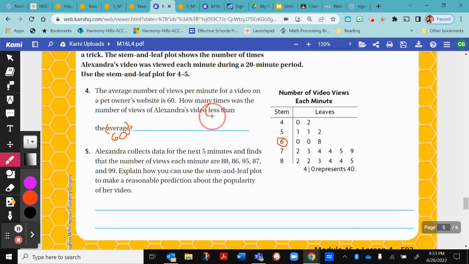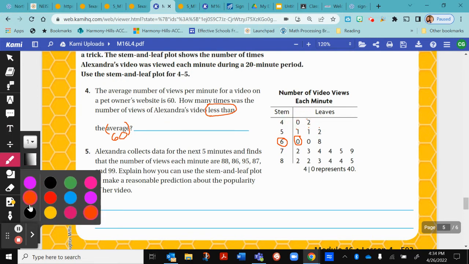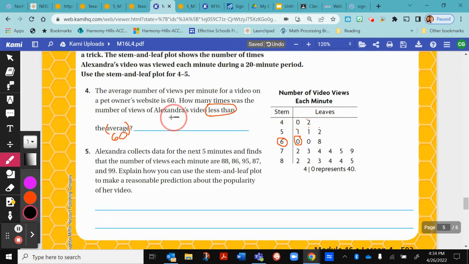And the keyword is less than, so it's going to be smaller than 60. Then I'm going to circle 60 here, and it's got to be less than. So it's going to be 1, 2, 3, 4, 5. So the answer here is going to be 5. How many times was the number of views of Alexandra's video less than 60? So she had 5 views that were less than 60.